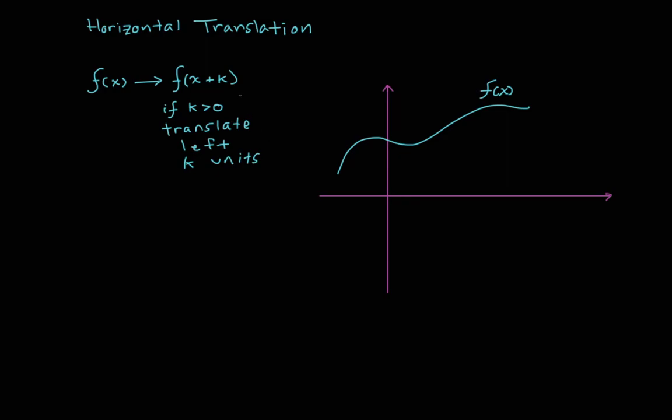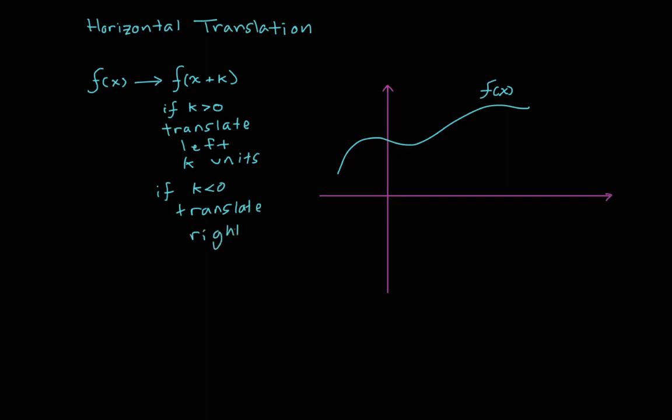So what does this mean? It means that every x that appears in your equation will now be increased by a value of k. So if you have several x's in your equation, all of them have to be changed. You might put it in brackets, x plus k is your new x. And then you might guess, of course, if k is less than 0, if it's negative, then we're going to translate to the right.